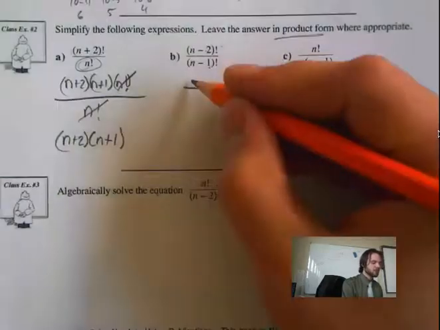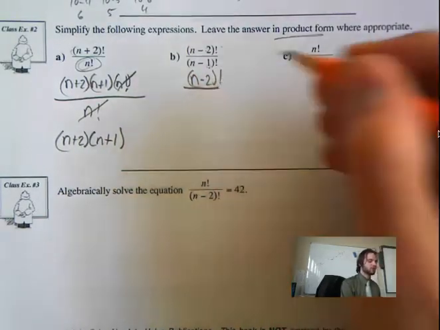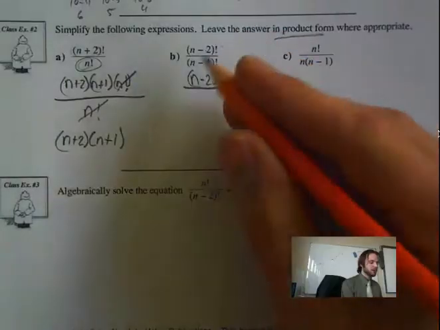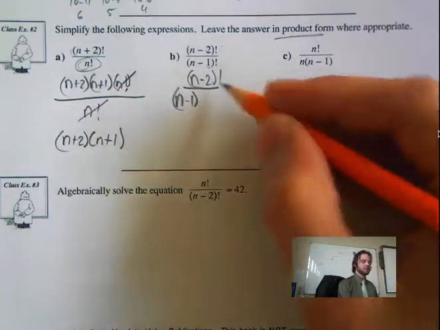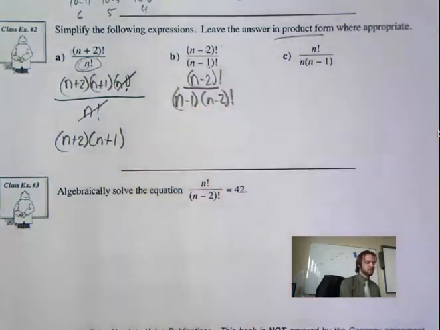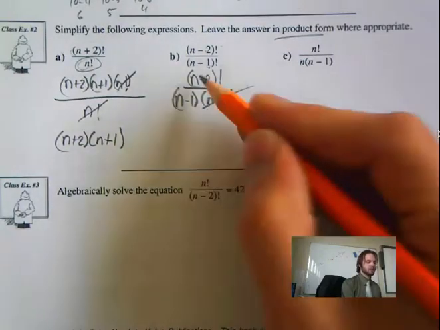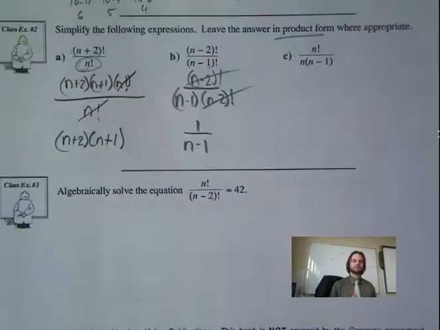So I'm going to leave the numerator as is, n minus 2 factorial. Okay? So my denominator is n minus 1. And what's one smaller than n minus 1? n minus 2 factorial, because this still has to go on forever. These cancel off, and I'm left with 1 over n subtract 1.